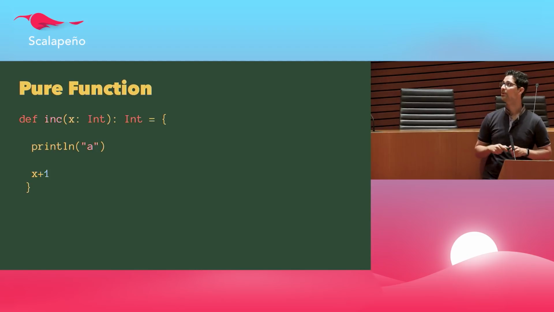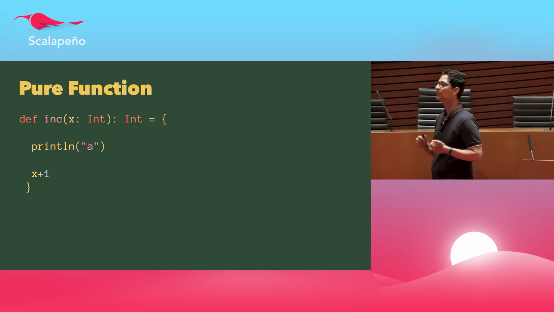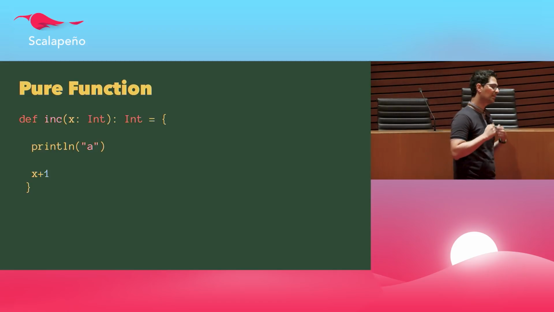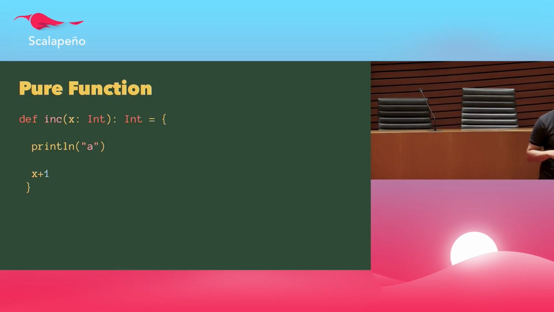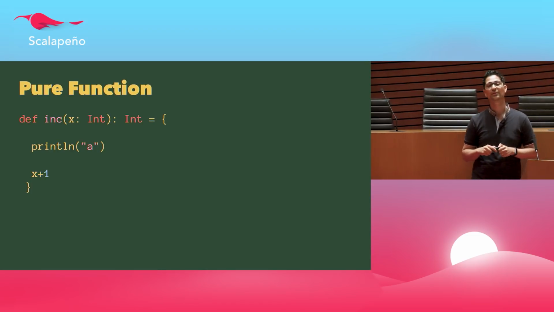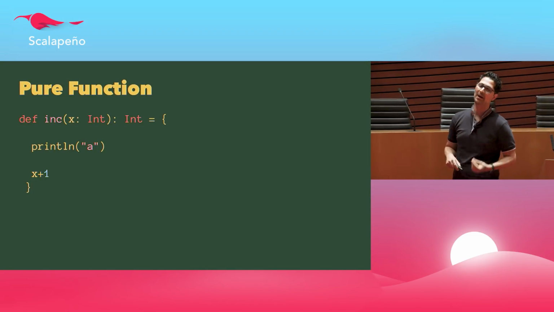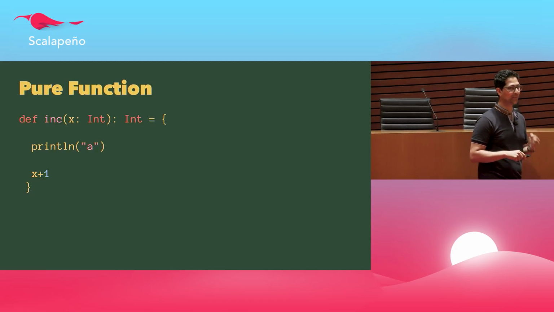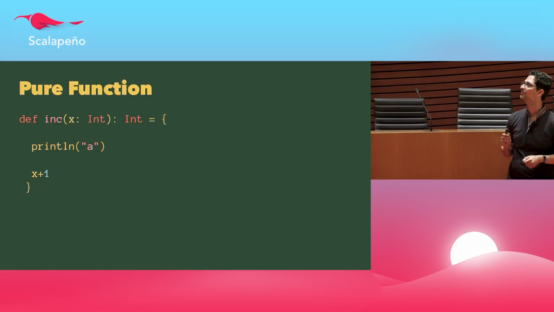This thing is called a side effect. So you want functions that are side effect free. And these functions are called pure functions, right? And when you use pure functions, you think less about the implementation. What matters is the function signature, not the implementation.